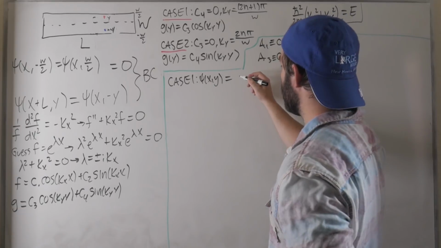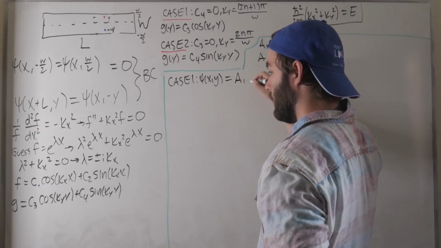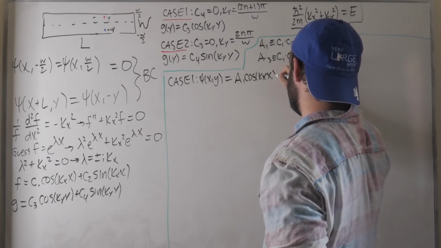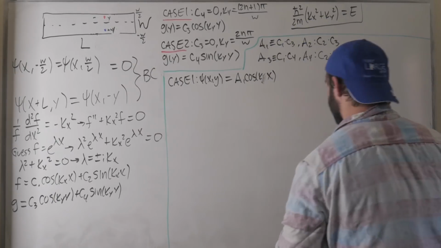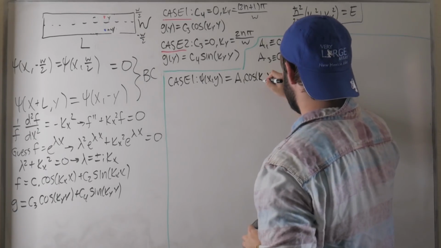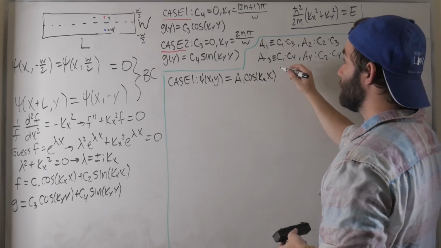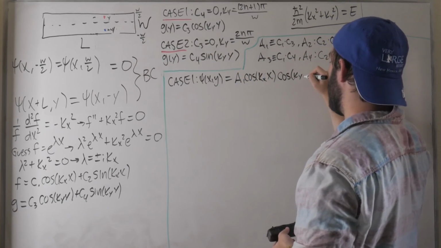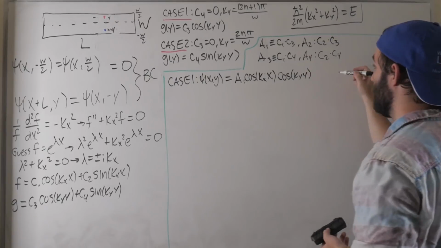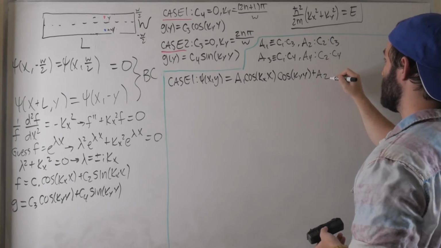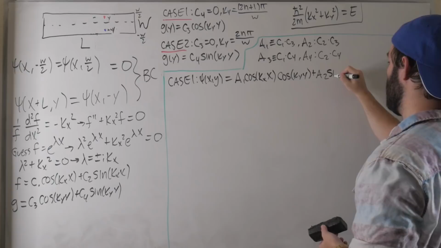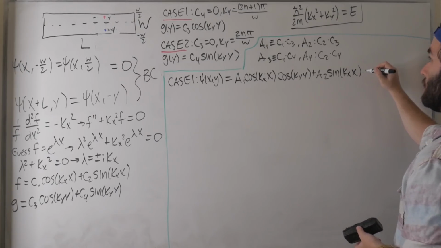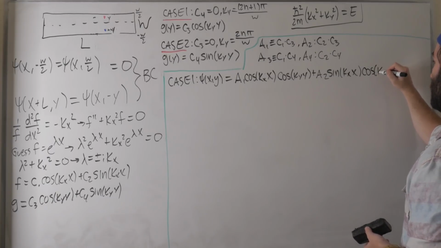So for case 1, this is going to be a1 cosine of kxx cosine ky y plus a2 sine of kxx cosine ky y.